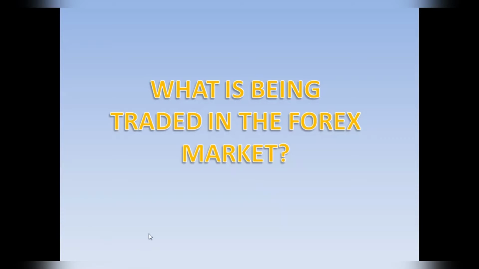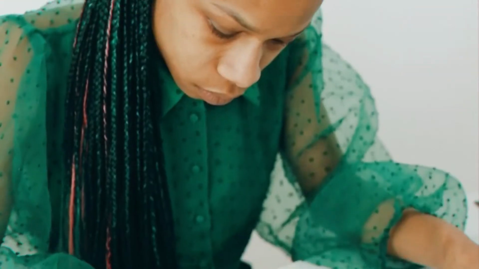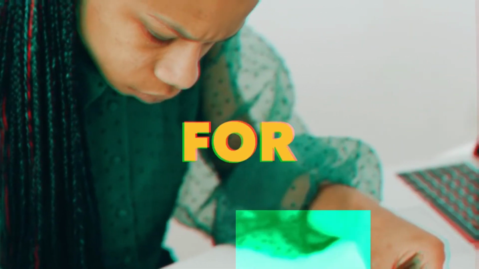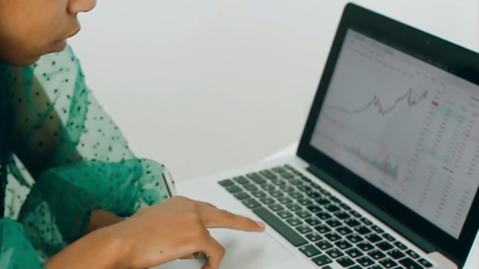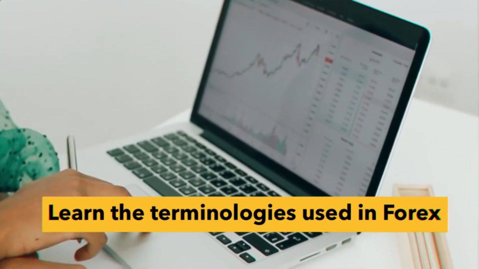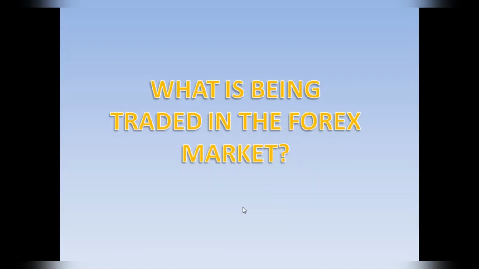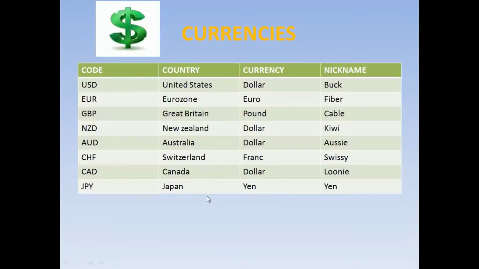All right, let's get right into this, okay? What is being traded in the forex market? You can see number one here is currencies, and these currencies that have been traded in the forex market are traded in pairs. You don't trade a single currency, you trade them in pairs.